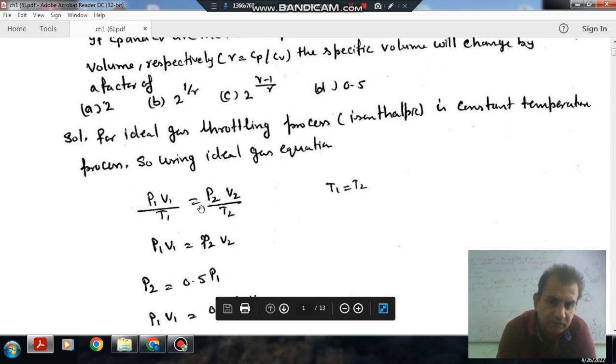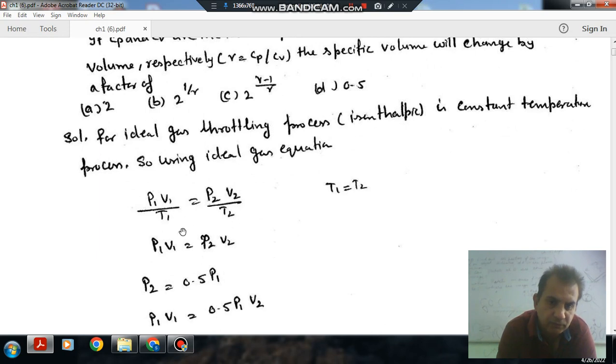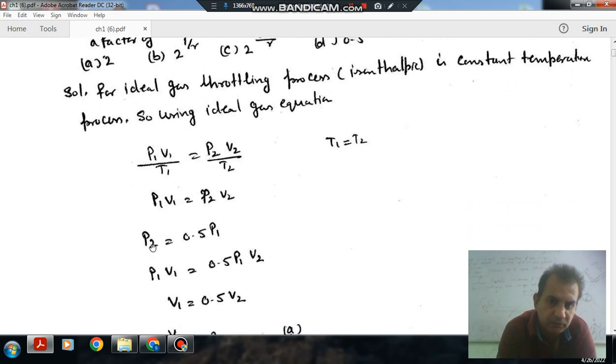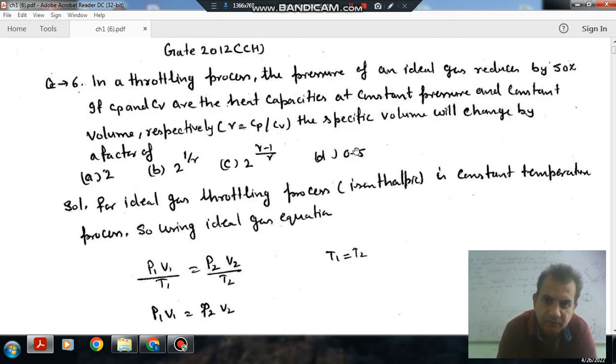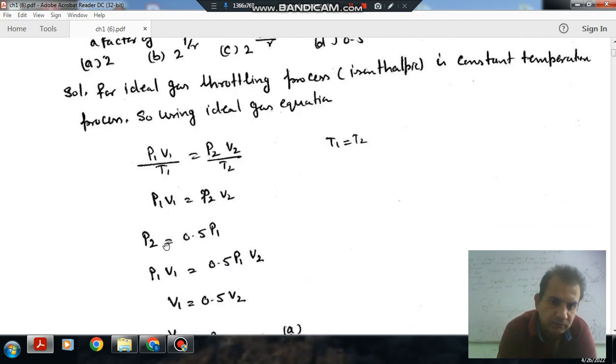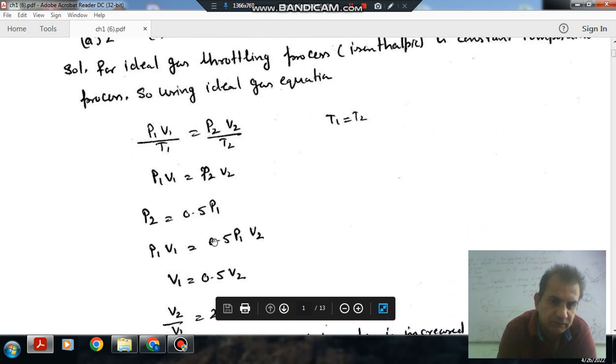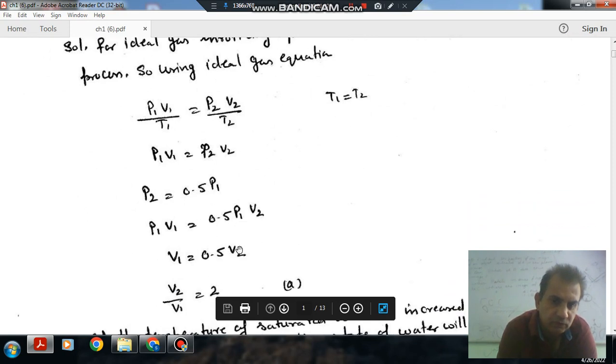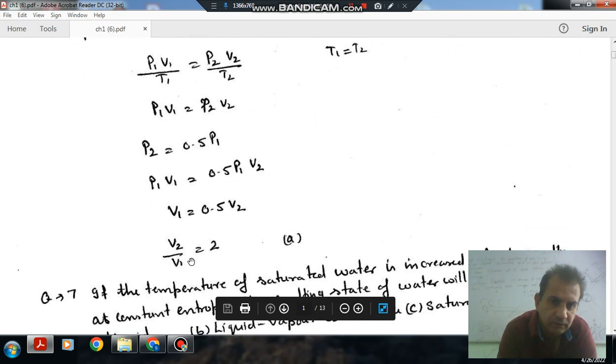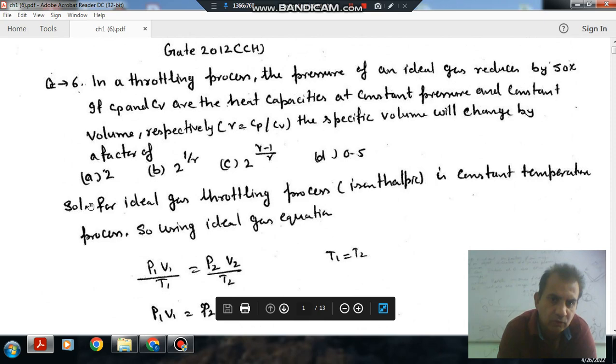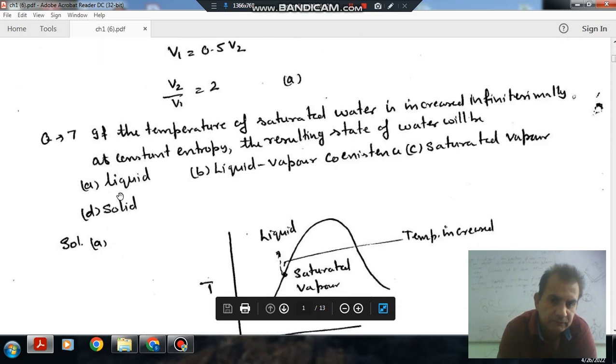P1 V1 by T1 should be equal to P2 V2 by T2, and T1 is equal to T2. So P1 V1 is equal to P2 V2, and as the pressure reduces by 50%, P2 is 0.5 P1. Putting this value, we have V1 by V2 as 0.5 and V2 by V1 as 2. So the answer is option A.